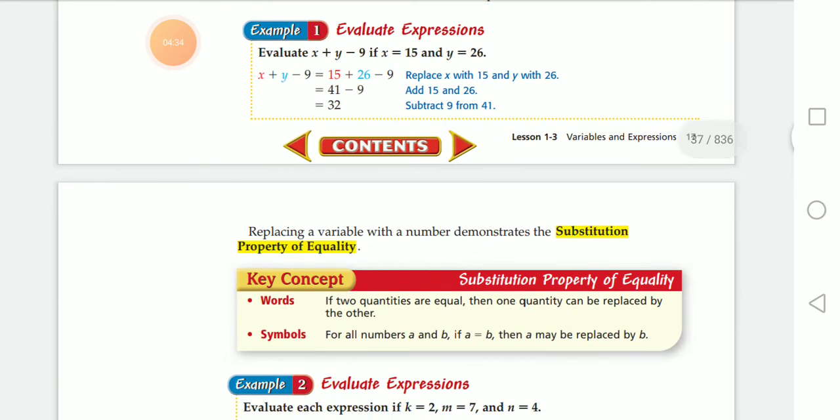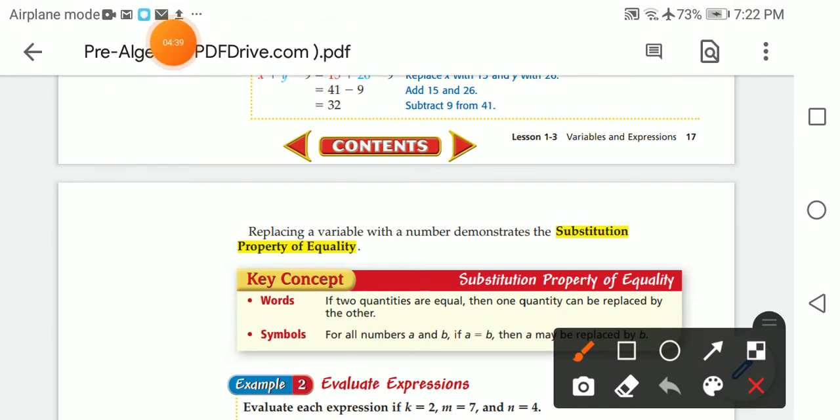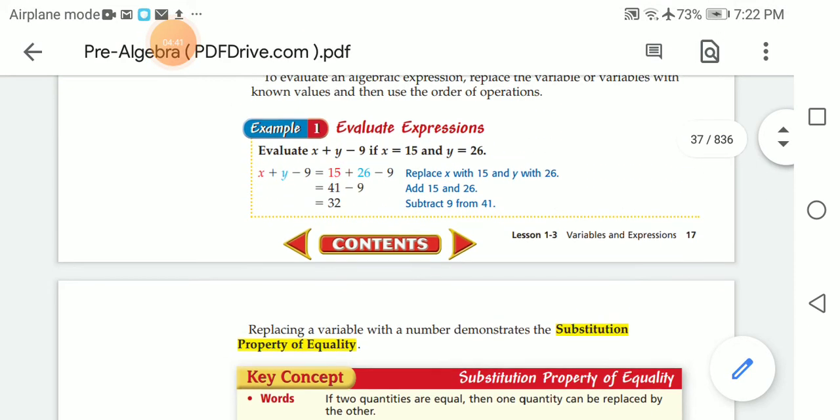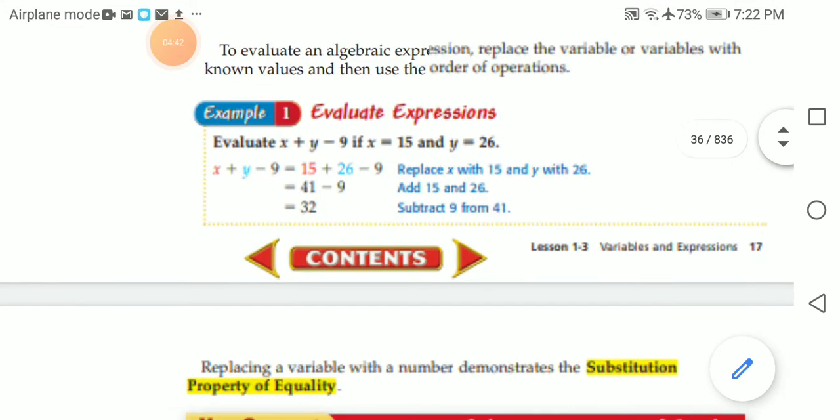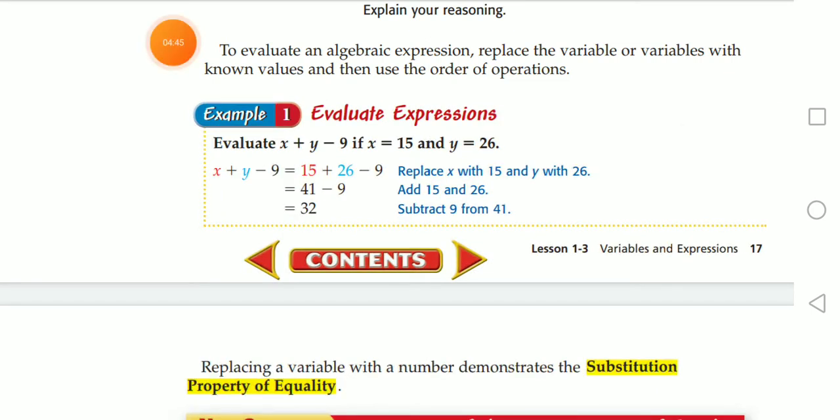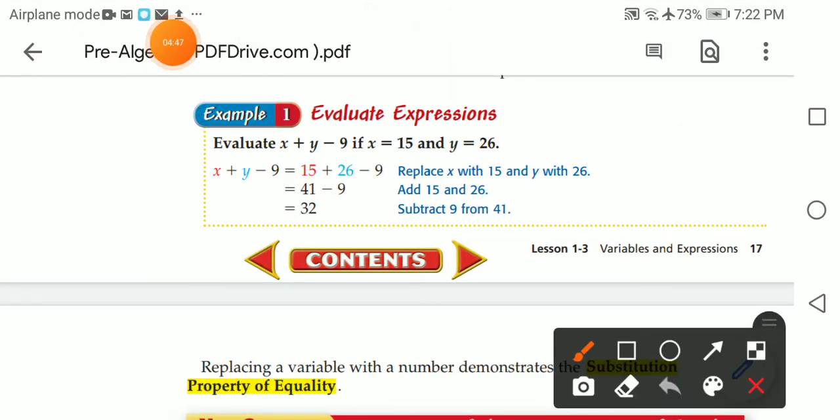Example 1, evaluate expressions. Evaluate x plus y minus 9. Okay, focus. This is important. Can you see this well now? So I have here example 1: evaluate x plus y minus 9 if x is 15 and y is 26. Remember substitution. I will substitute 15 for x and 26 for y.